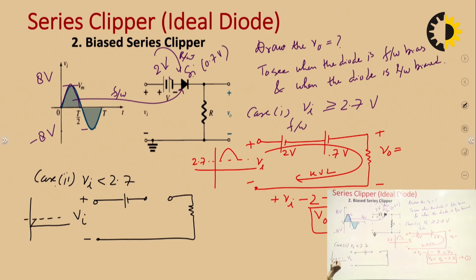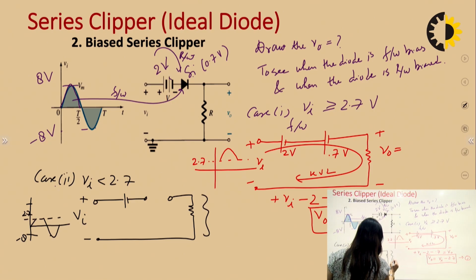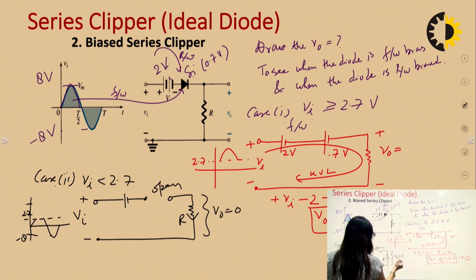Here and this thing, 2.7 and minus. Okay. So this is the portion of the waveform which is below 2.7 volts. Now, what I want to find out is VO. Since there is no current, it is open. So VO is equal to 0 volts. So now we have solved this question.